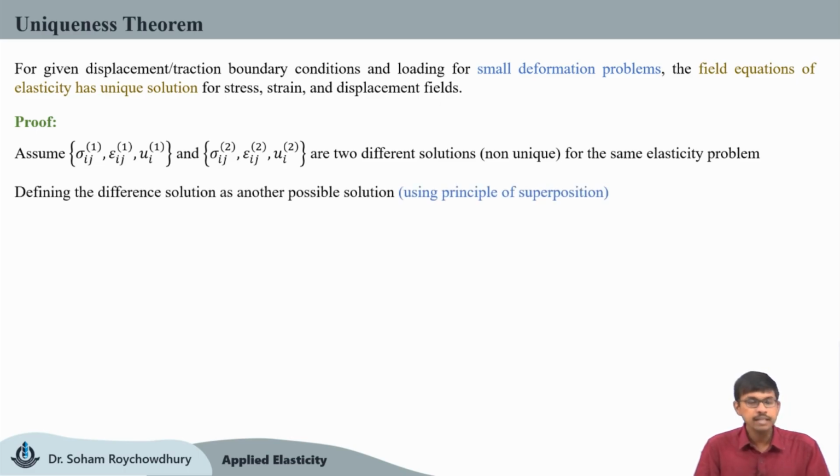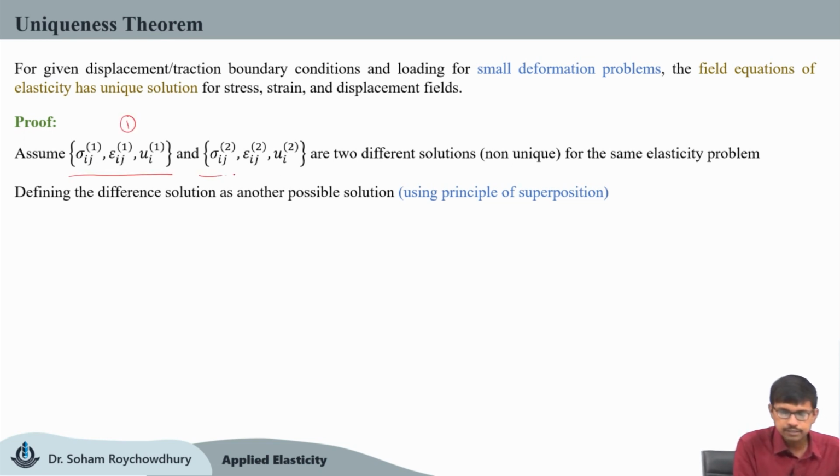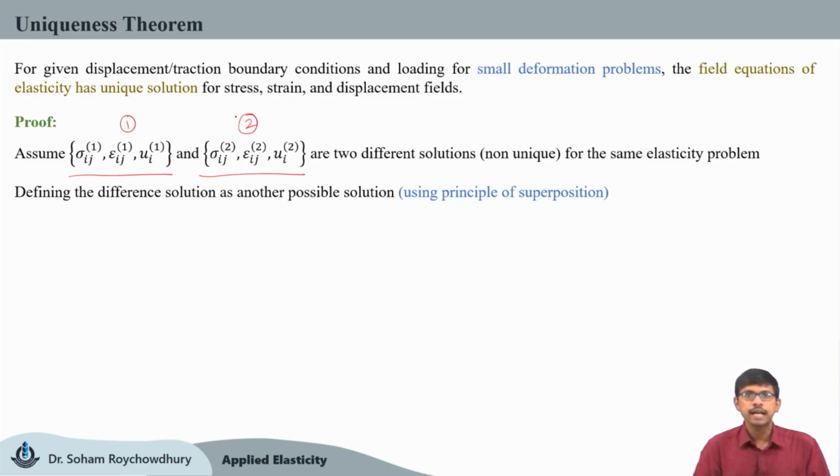And defining their difference as another possible solution using the principle of superposition, which states if this is solution 1, this is solution 2, then their linear combination is another solution. This is the statement of the principle of superposition. So, let us say the difference between these two solutions is another solution of the same problem. So, sigma ij equals sigma ij1 minus sigma ij2, epsilon ij equals epsilon ij1 minus epsilon ij2, ui equals ui1 minus ui2.